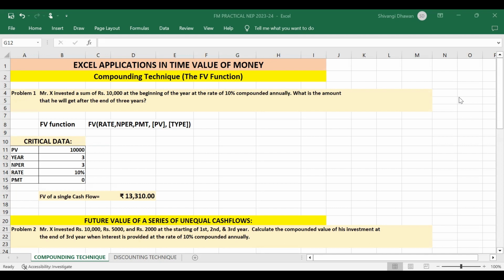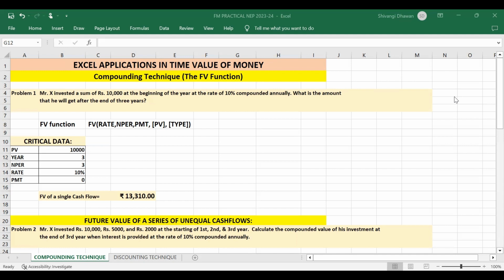The compounding technique can be explained for calculating various cases like future value of a single present cash flow, future value of a series of unequal cash flows over a period of time, the future value of a series of equal cash flows over a period of time, and the future value of a cash flow when compounding is done more than once in a year.